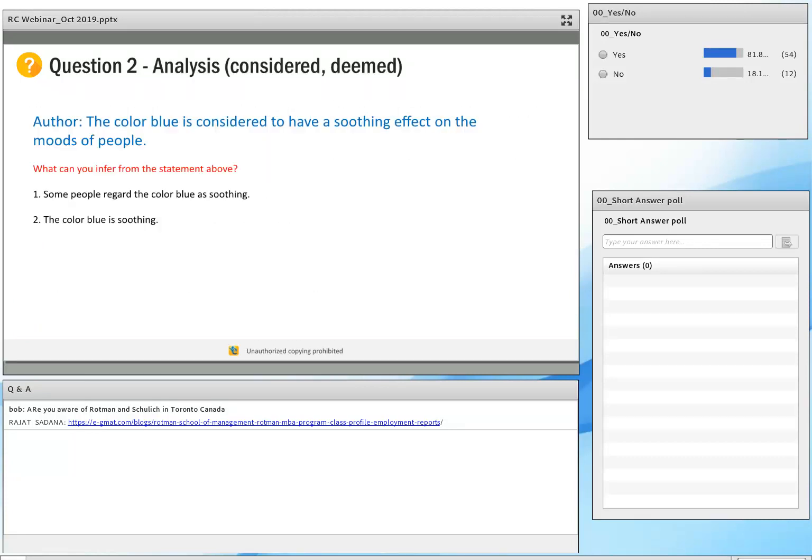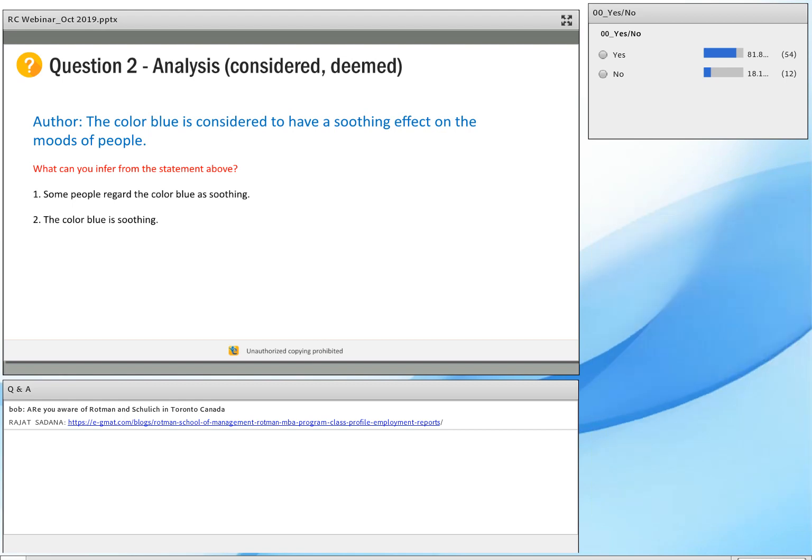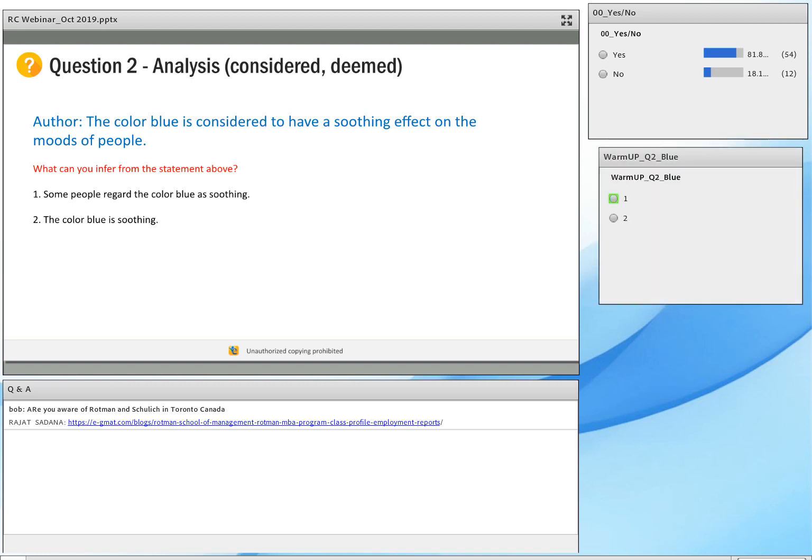We'll follow our same process, but before that I just want to understand from you this. So read the question on the screen here. The color blue is considered to have soothing effect on the moods of people. Okay, what can you infer from it? And I'm going to give you a question here. Question poll. What can you infer from this statement? Statement number 1 or statement number 2? What can you infer?